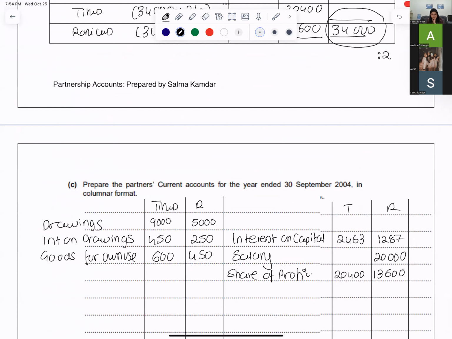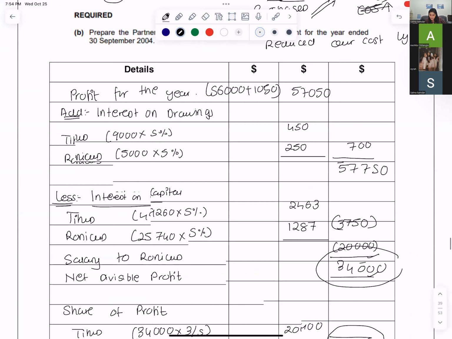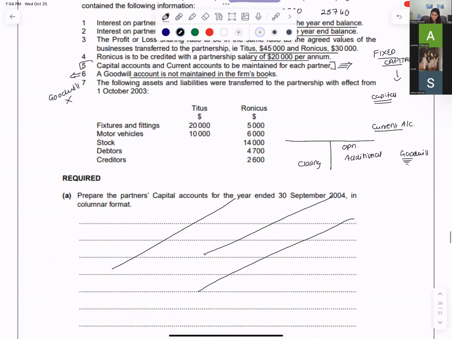Now, do we only have to put cash drawings in this? No, all the drawings will come in the current account. So this was the cash drawings and this was the drawings in kind. Now I only have to see whether my current account has any opening balance or not. So we'll go and see.